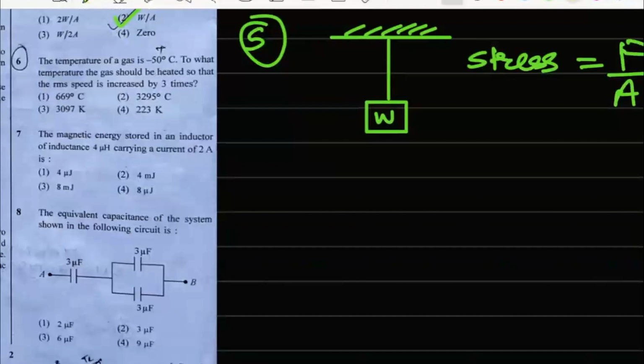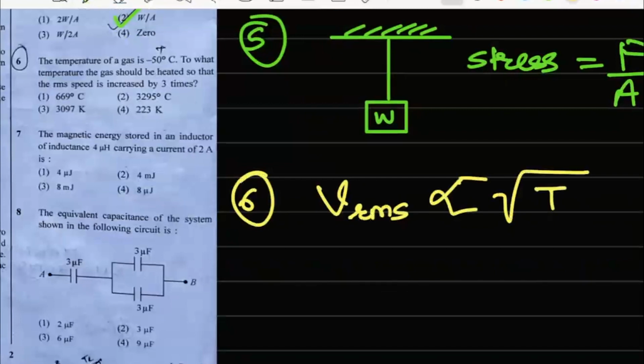Next one, the sixth one. The temperature of a gas is minus 50 degrees Celsius. To what temperature should the gas be heated so that the RMS speed is increased by 3 times? So the RMS speed formula, we can just say, is directly proportional to the square root of the temperature. So if I want to increase the speed 3 times, what should be the temperature?